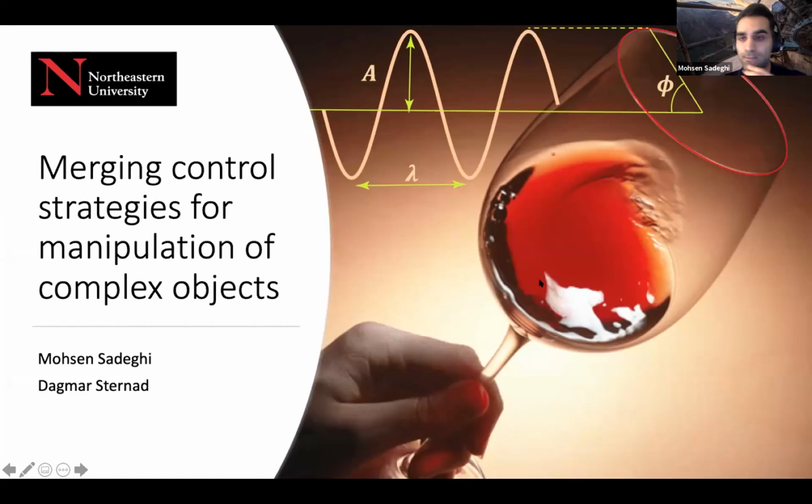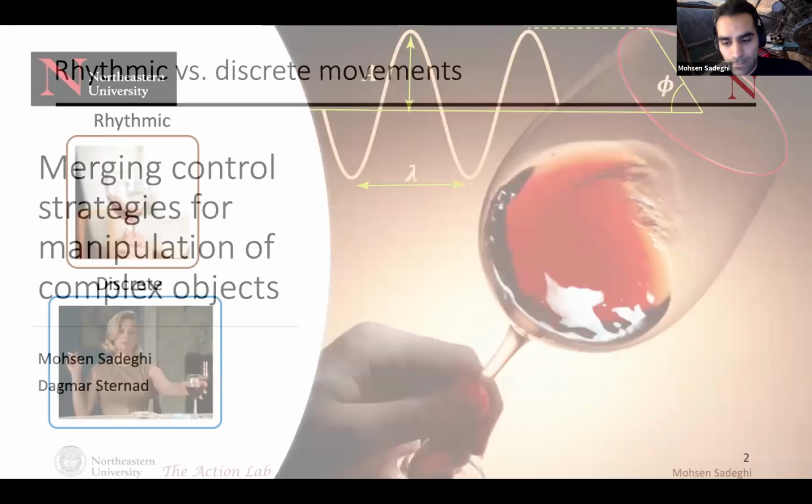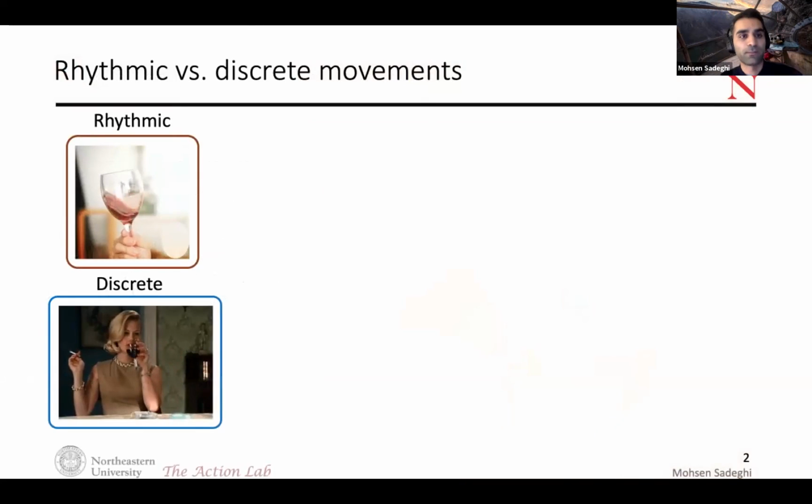So I'm Mohsen Sadeghi, as Nidhi mentioned. I'm a postdoc at Northeastern University, and I'm mainly interested in the control mechanisms underlying the manipulation of complex objects. And in particular, I'm very interested in rhythmic and discrete movements and their interactions.